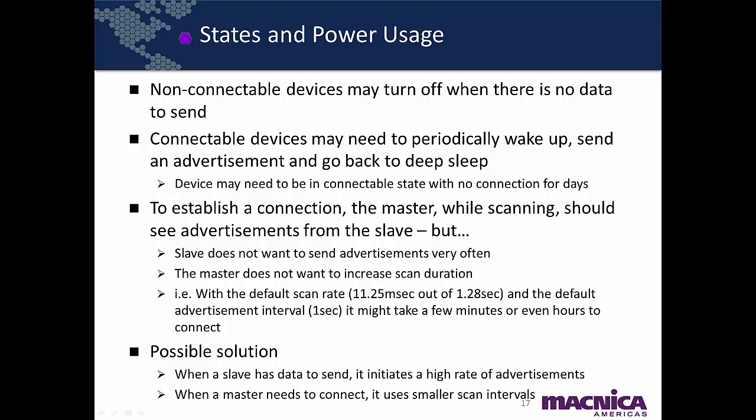Now, consider for a moment states and power usage. As a developer, you must consider trade-offs and define your use cases before accurate power consumption can be determined. Take, for example, a thermometer, a non-connectable device. It can turn itself off while it does not have any data to report. However, a device like a proximity fob, that is a connectable device, may need to wake periodically but may not enter a connected state for days, i.e., your car key in your top drawer while you're on vacation.